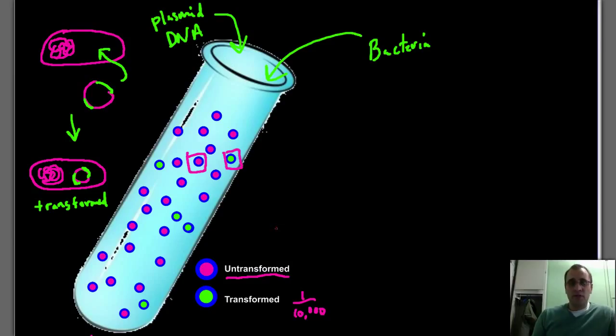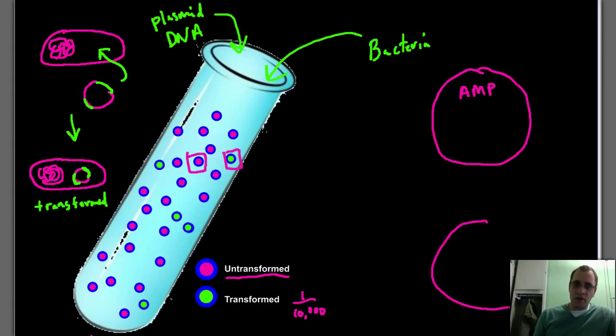Now, if it's only 1 in 10,000 that become transformed and we want those transformed cells, we need a way of finding them. And so that is where the ampicillin resistance gene comes in. So we have our plates. These are agar plates. Some of them had ampicillin on them and others didn't. No ampicillin.